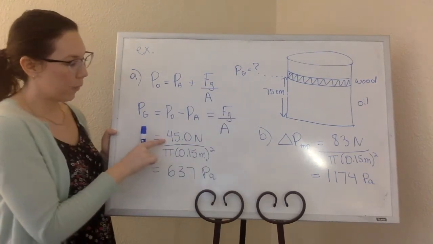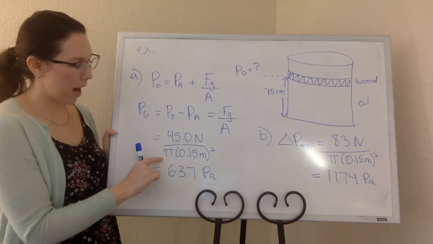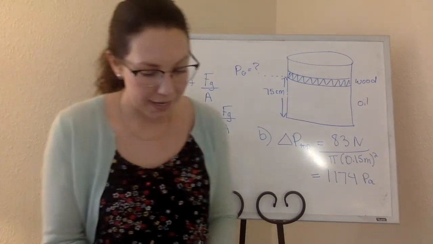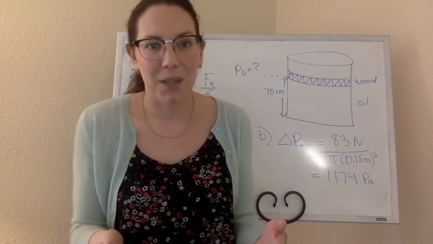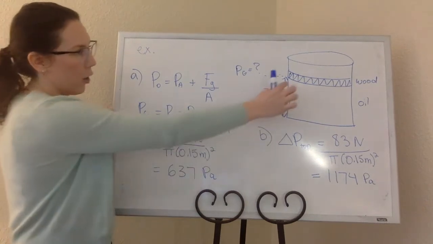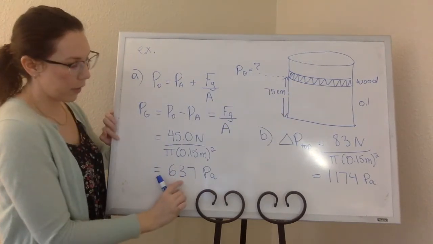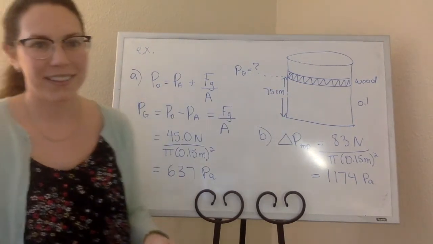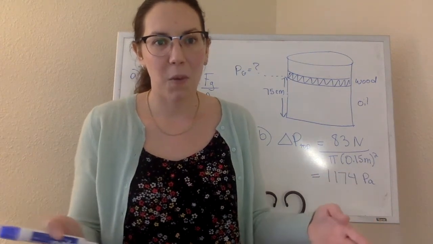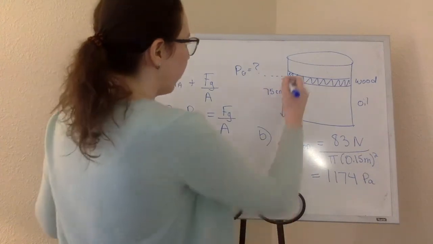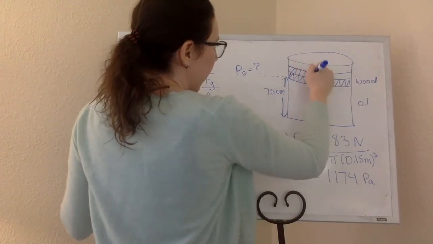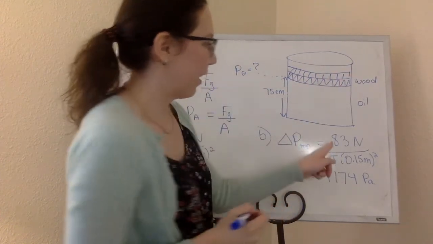So the wood weighs 45 newtons, and then we have pi times 0.15 meters squared for the radius squared, since it had a diameter of 30 centimeters. To give us a gauge pressure at the top of the oil of 637 pascals. Now in part B, something's being placed on top of the wood that has a weight of 83 newtons. So there's another weight going on here, and this one has 83 newtons.